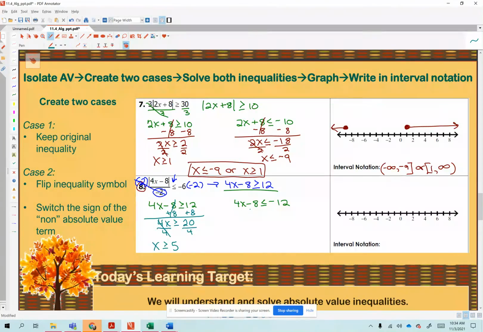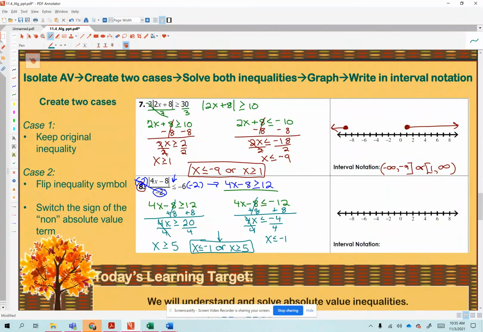On the right side inequality, we will again add 8 to both sides. Now we have 4x is less than or equal to -4. And now we'll divide both sides by 4. And we have x is less than or equal to -1. So we will write this x is less than or equal to -1, or x is greater than or equal to 5, because we will have a gap in our graph.